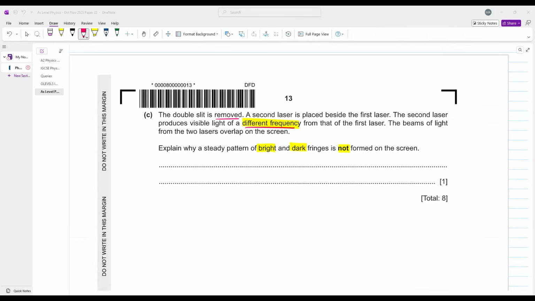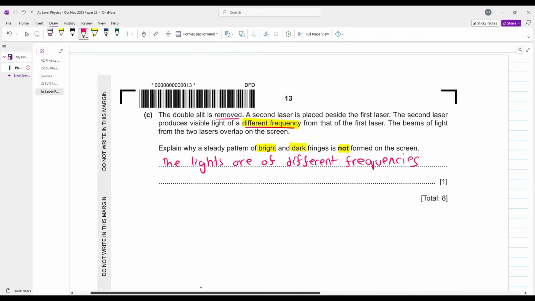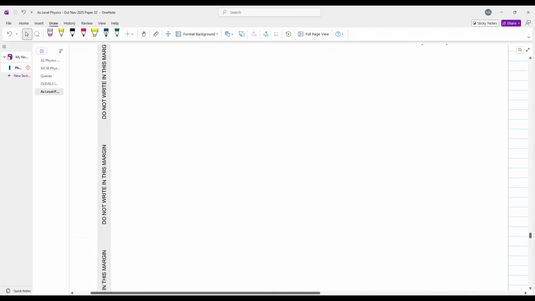and dark fringes. So you will say the lights are of different frequencies, hence they are not coherent. सिंपल. आगे बढ़ते हैं.